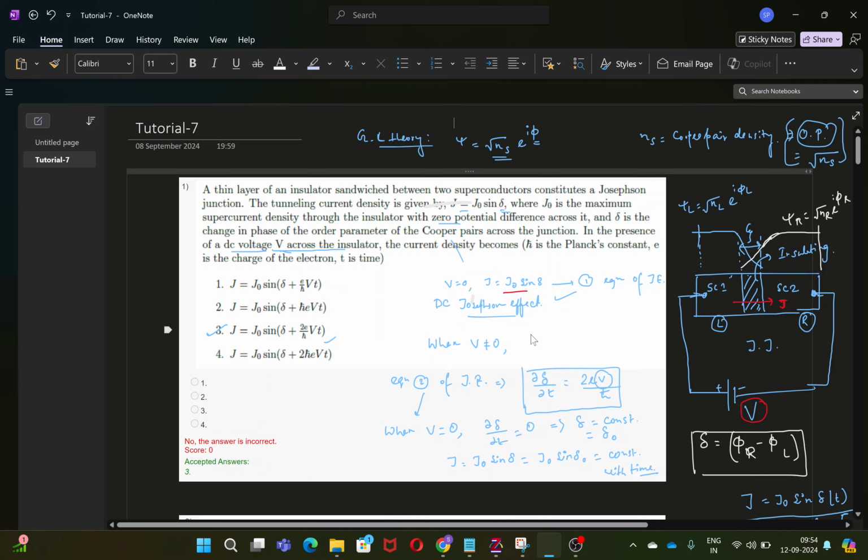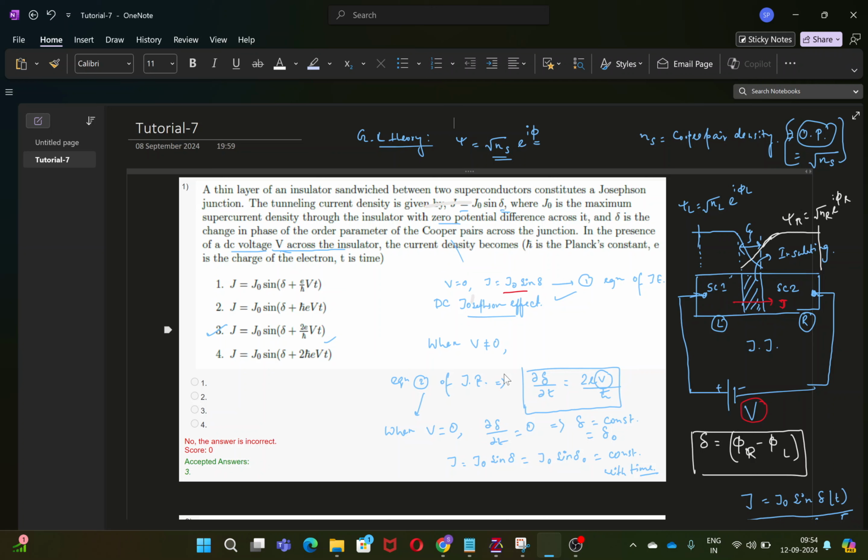So this is our tutorial number 7, right? So it is recording in OBS. It is continued. So this is again about superconductivity and the problems related to that. So I'll go through that. So the first question is about Josephson junction. So first let us read the question.